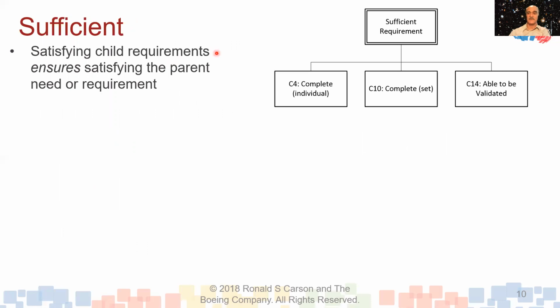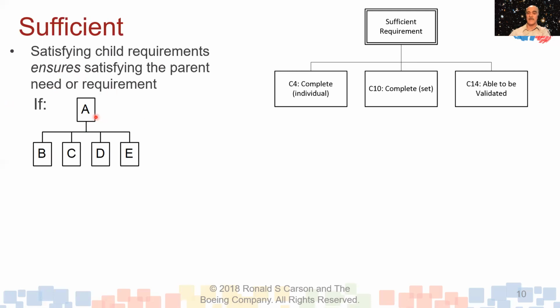Sufficiency means that satisfying the child requirements ensures that we satisfy the parent requirement or need. This is slightly different from simply tracing and saying, oh yes, this child requirement is related to the parent. What this means is the union of contributing child requirements is deterministically sufficient to satisfy the parent requirement, and failure to satisfy any child requirement causes the parent requirement to fail to be satisfied. So if parent requirement A decomposes into child requirements B, C, D, and E, then if I can show that the union of these requirements deterministically satisfies the parent, then I would say B, C, D, and E are sufficient to satisfy the parent.